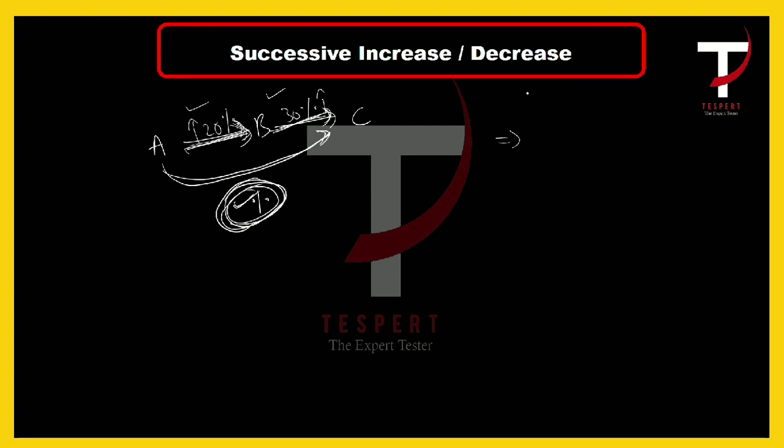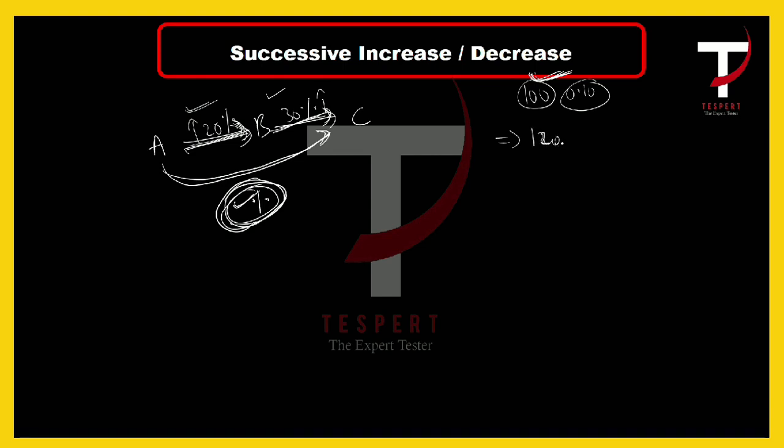As I told you in the previous slide, in percentages, take any example as far as possible. Consider 100 to be the base value. Don't take the percentage as a decimal value. Take 100, because calculation will definitely become much easier. So A became B after increasing by 20%, that means 100 plus 20, which is 120.